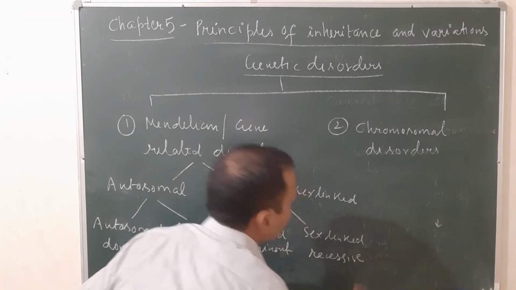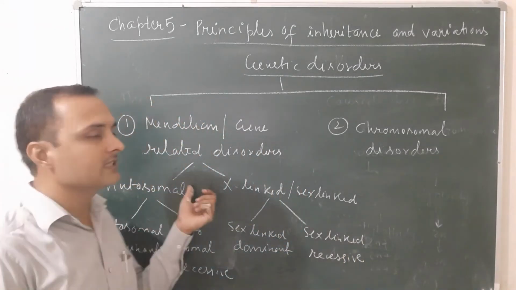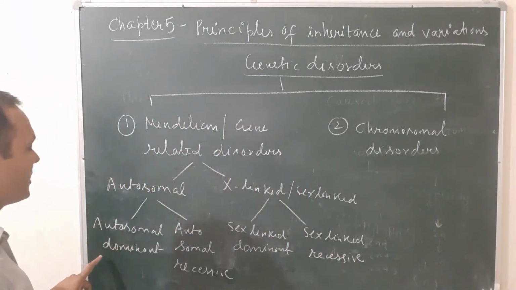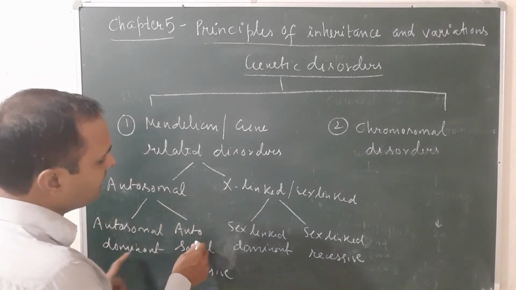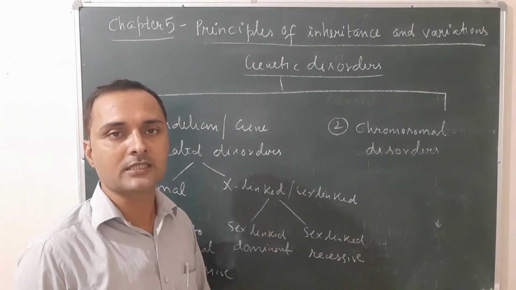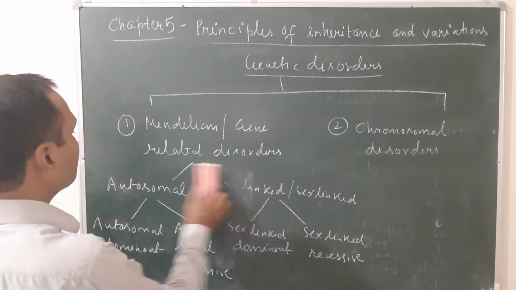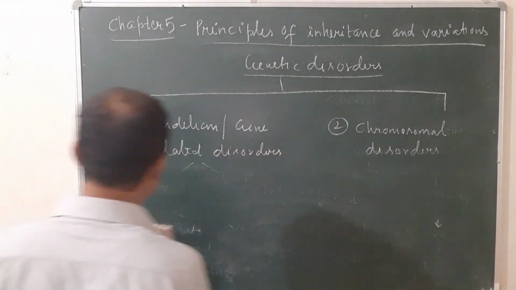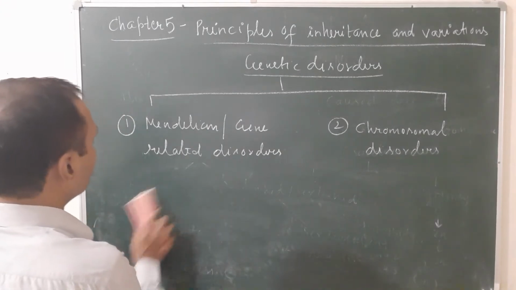Okay, so how many types of total gene-related disorders? Four types. First one is known as autosomal dominant, second one autosomal recessive, third one sex-linked dominant, fourth one sex-linked recessive. Let us see examples that are given in your NCERT book. You have to read it well.